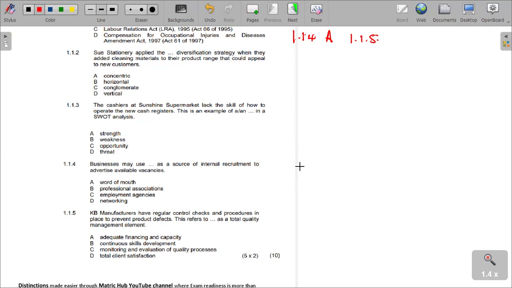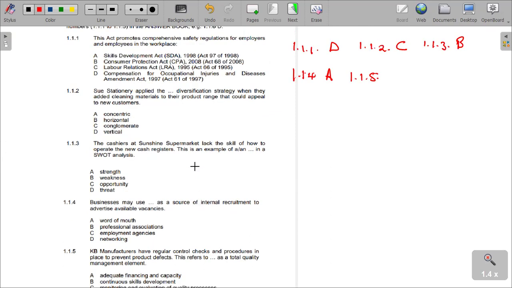So what is this type of total quality management element? Number 1.5.5, adequate financing and capacity. Note there is nothing to do with money. Continuous skills development has nothing to do with skills development. Monitoring and evaluation of quality processes. Yes, there is continuous monitoring and evaluation where business checks are done whilst the processes are running, in order to identify and avoid possible problems that might arise.